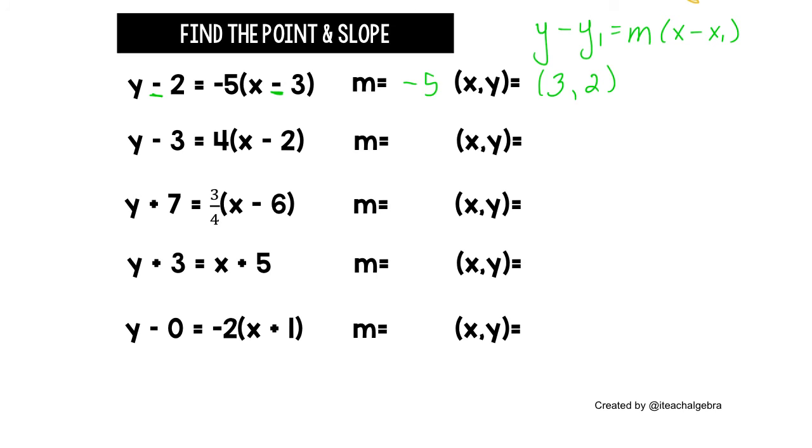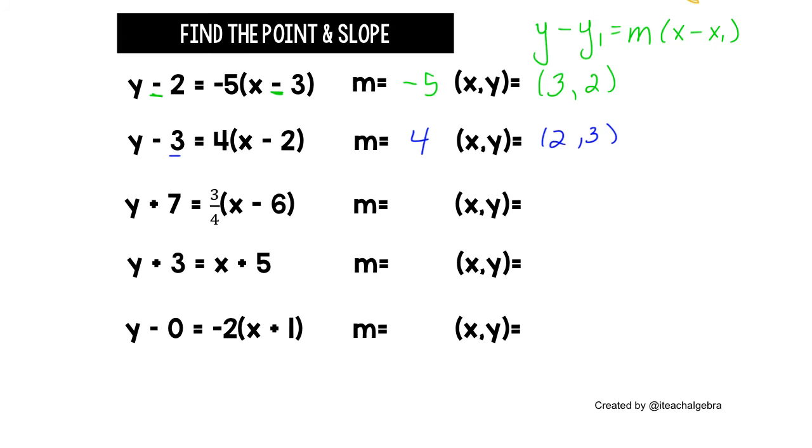Let's try another. All right, we've got y minus 3. So in our parentheses, we'll have 3 for y equals 4, which is slope, times x minus 2. So that's our point this time.